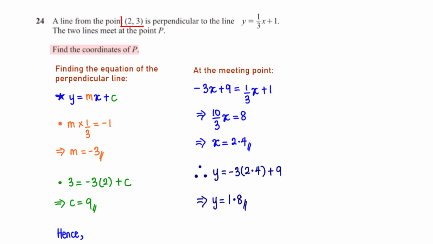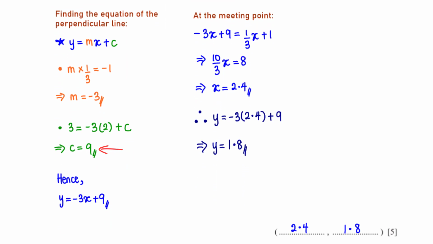Since we know one set of coordinates on the line, we put these into the equation to get the value of c. This gives us 3 equals negative 3 times 2 plus c. When we make c the subject, we have c equals 9. Hence, the equation of the line is y equals negative 3x plus 9. To get the coordinates of P, which is the intersection point of the lines, we need to solve the equations of the two lines simultaneously.